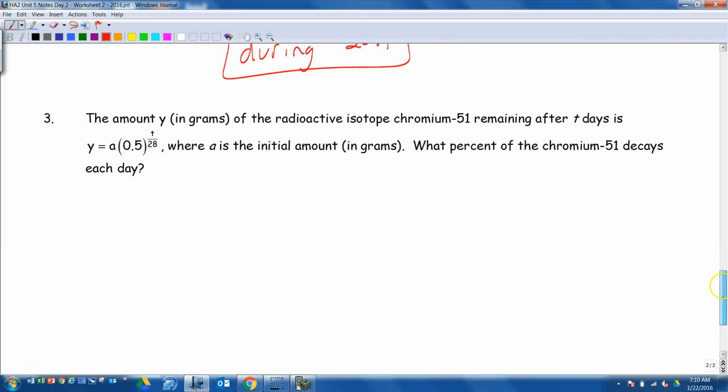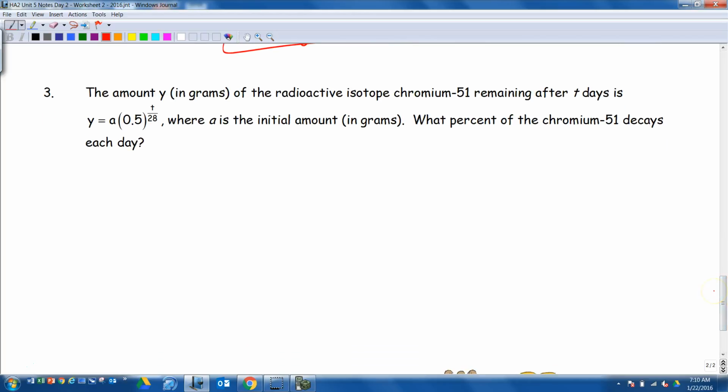Okay, we got one more problem. This is all about rewriting the problem. Sometimes you'll see radioactive isotopes written like this, where it's 0.5 to the something, which is kind of like a half-life type thing. But we can rewrite it into the form we've been using today to figure out what the actual percent decrease, or decay, is.